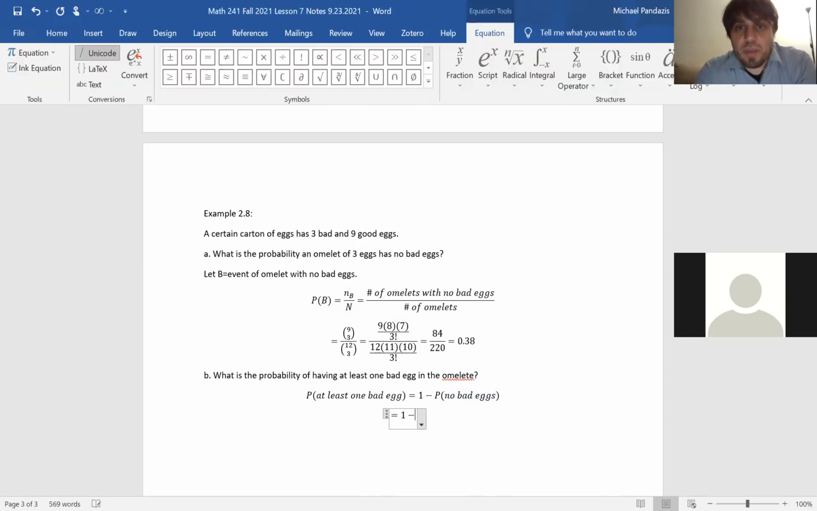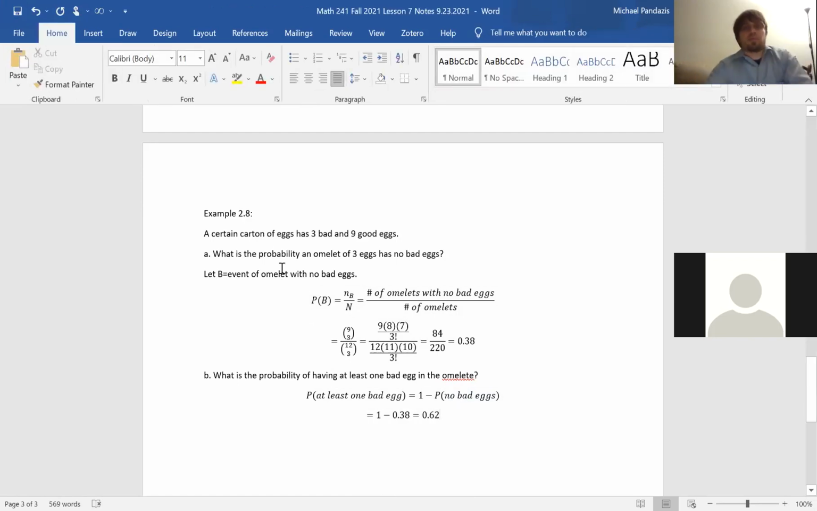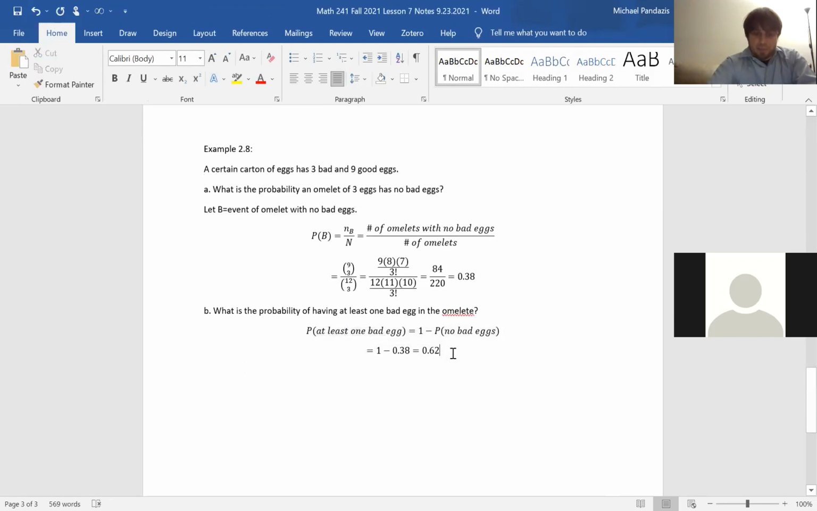So that's equal to 1 minus the probability of no bad eggs. We already calculated that, 0.38 from part A. So this problem is just 1 minus that. 1 minus 0.38 is 0.62. So that's the probability of at least one bad egg.